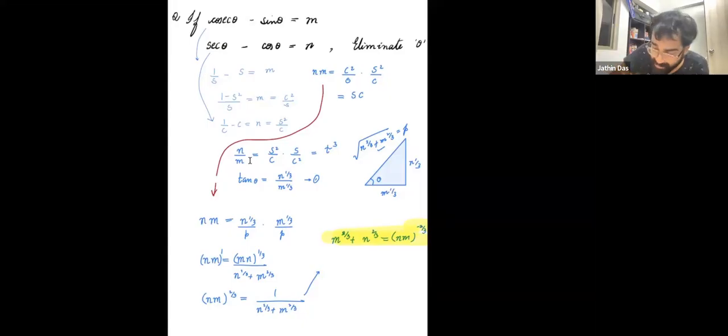So I'm just eliminating this theta. That's all. You have to use trigonometric identities or anything like that. That's our intention here. I should only have an equation in m and n.